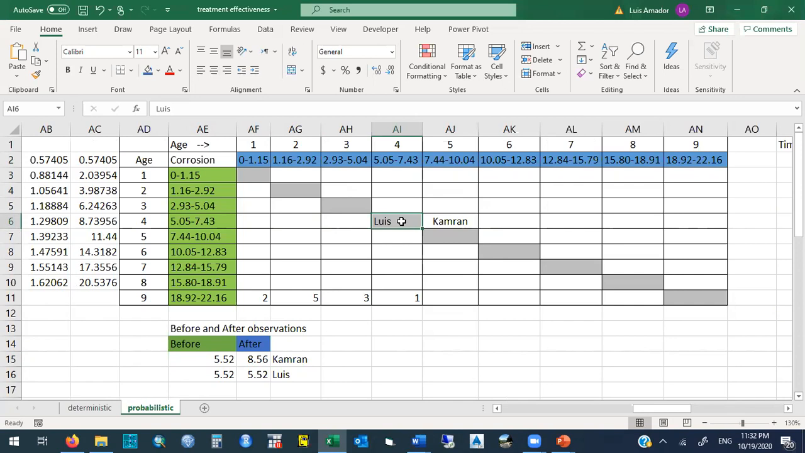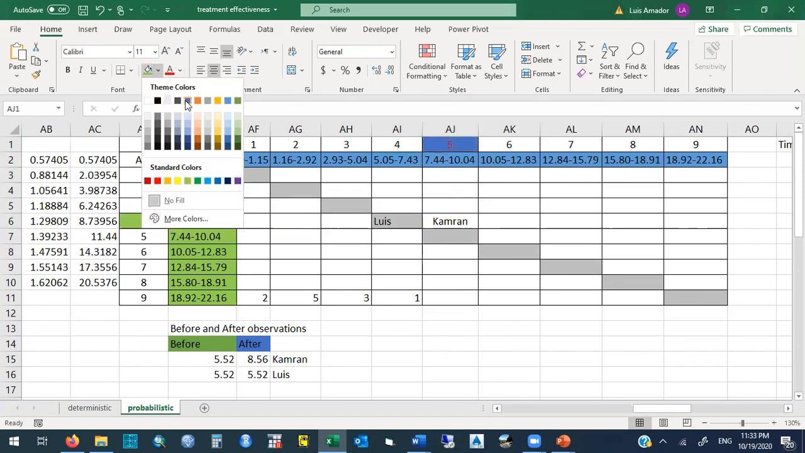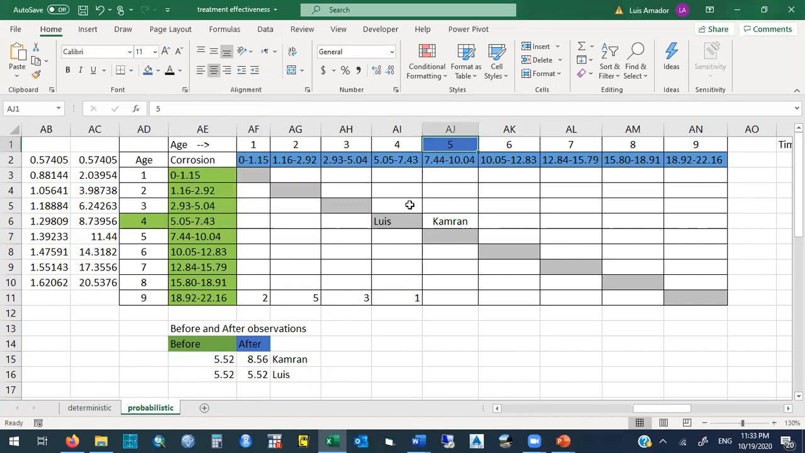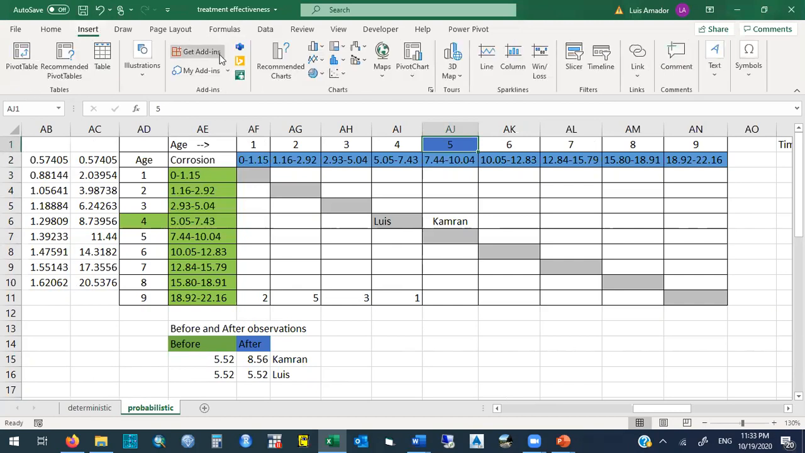Lewis has no change in condition. It's the same condition, it's the same age. Cameron has deteriorated 1 year because he moved from 4 to 5. Before at 4, after at 5. This is a deterioration, what I'm capturing now.